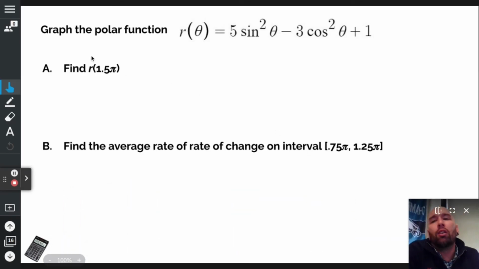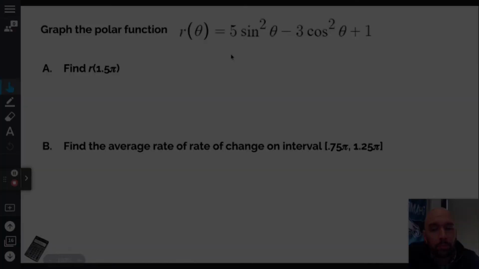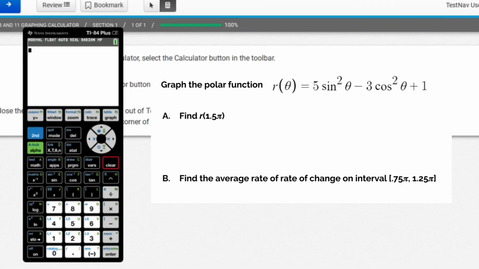All right, graph the polar function in the calculator. I love these. These are going to be beautiful. Find r of 1.5 pi. So let's graph that in our calculator and see what we get. So part one is to take this gross looking function and find out what r of 1.5 pi is.